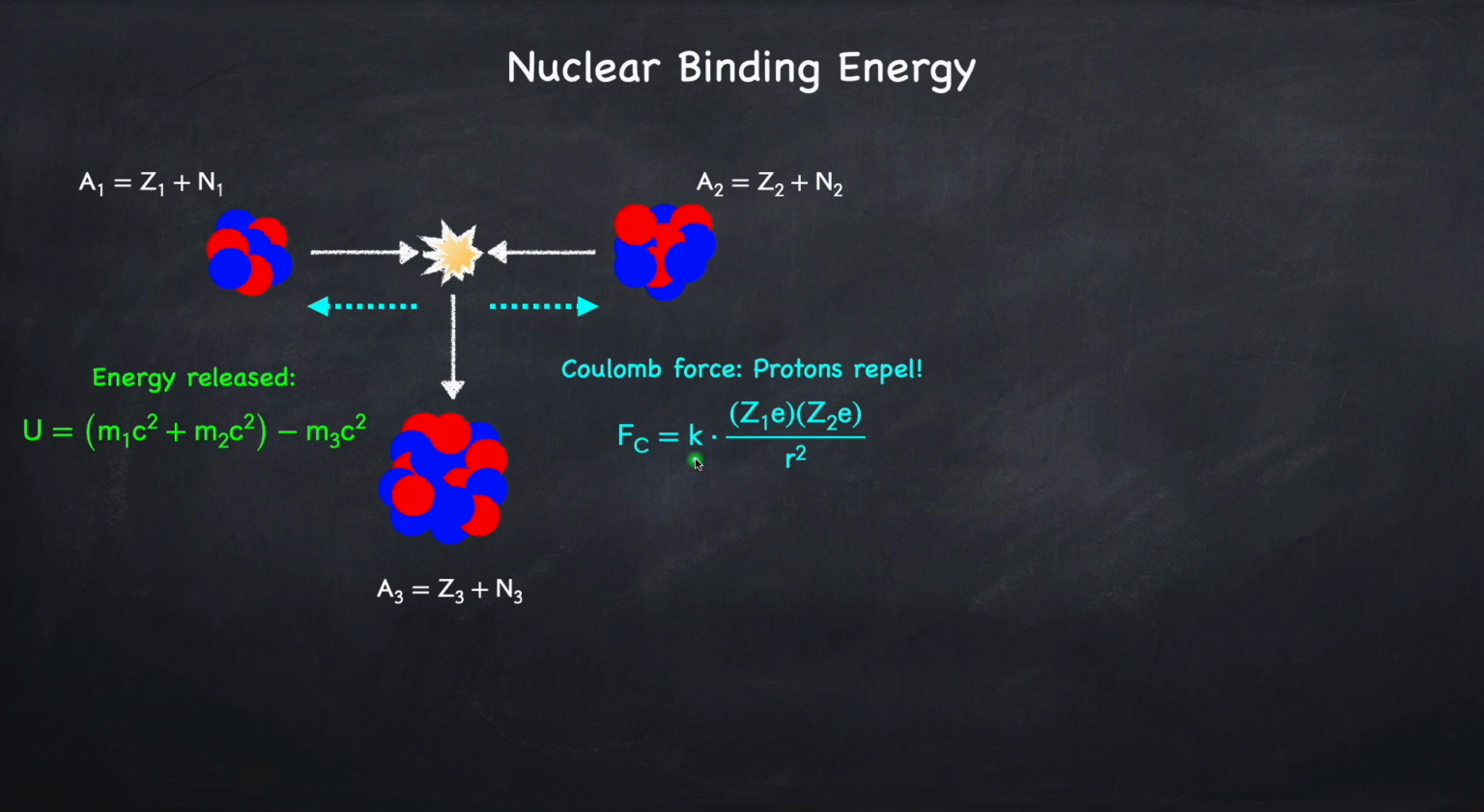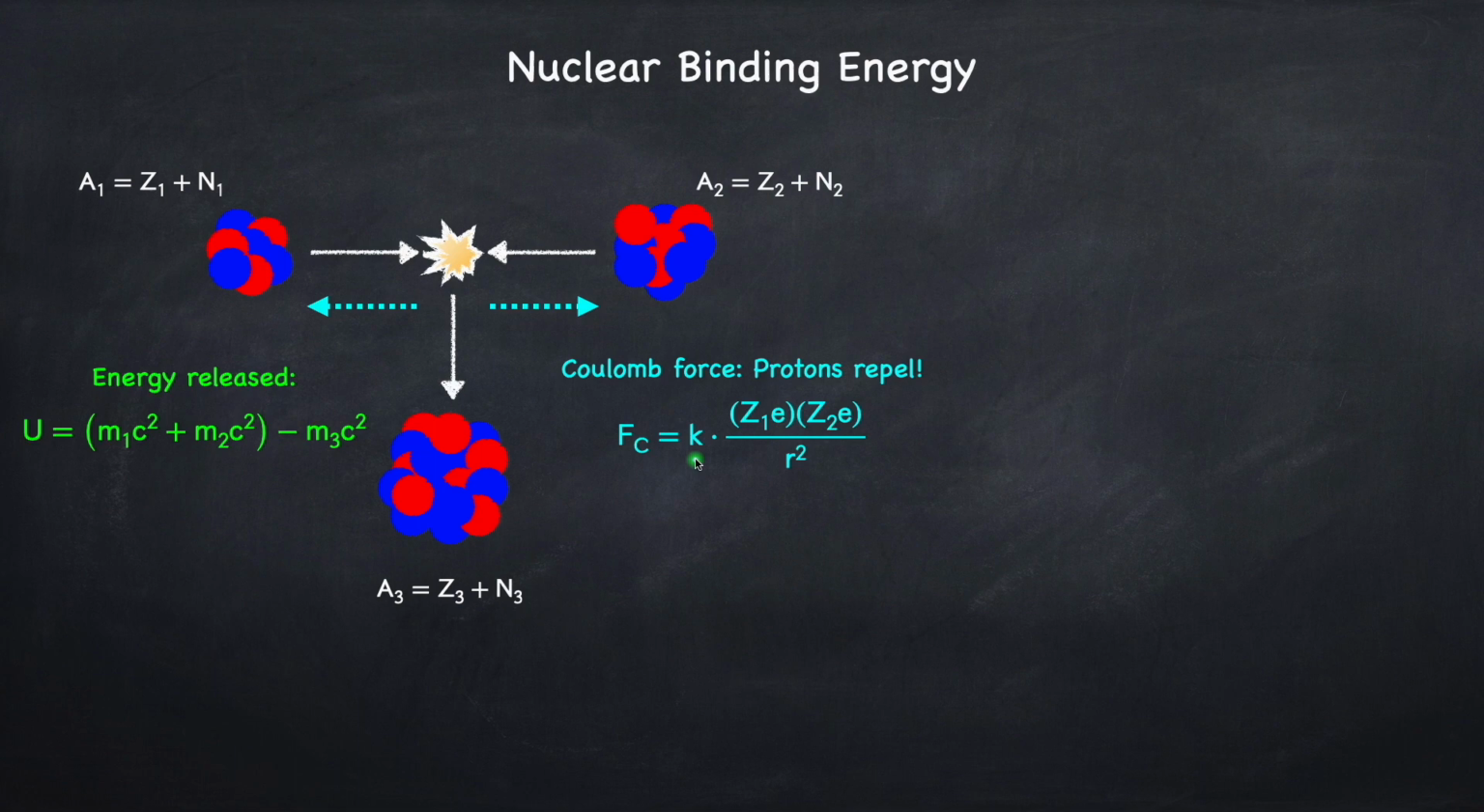Well, actually, it only wins if the nuclei are very close to one another, because while the strong nuclear force is very strong, it's very short range. Whereas the Coulomb force is a long-range force. So how close do these nuclei have to come together for the strong nuclear force to win? Well, they basically have to be touching one another. So about the radius of a nucleus.